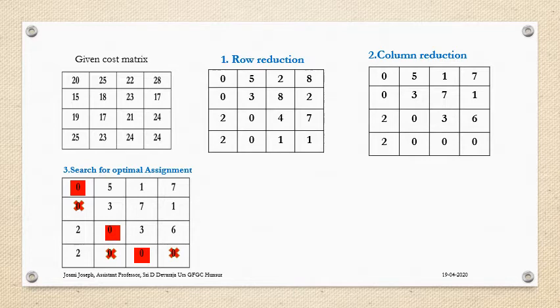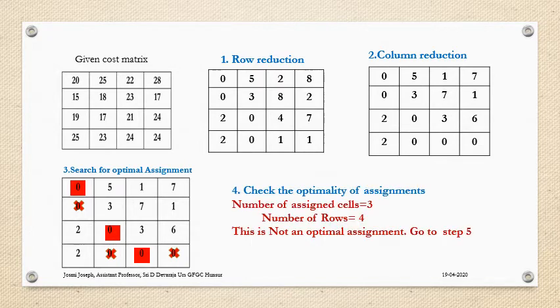Now we are checking for the optimality. Now the number of assignments is 3, but the number of columns or rows is 4. So this is not an optimal assignment. So we have to go to the next step for finding the optimal assignment.